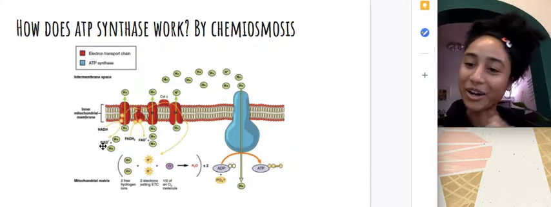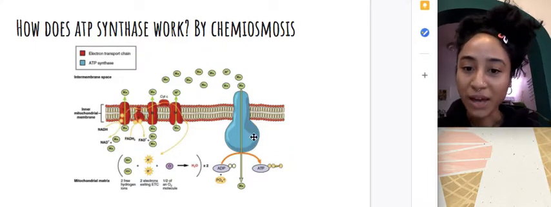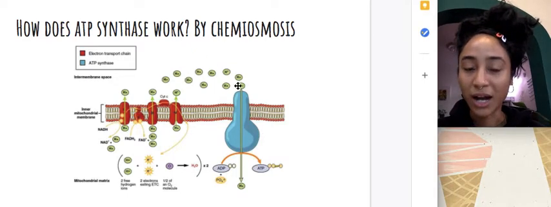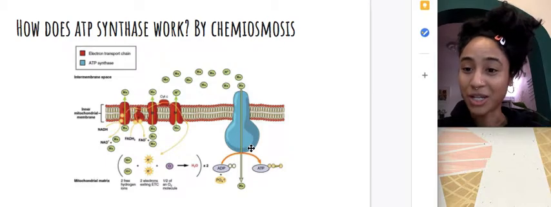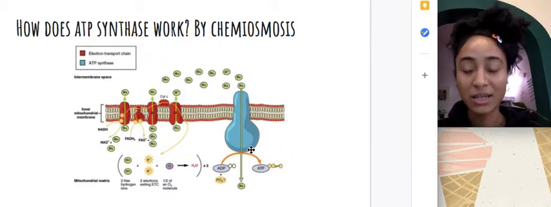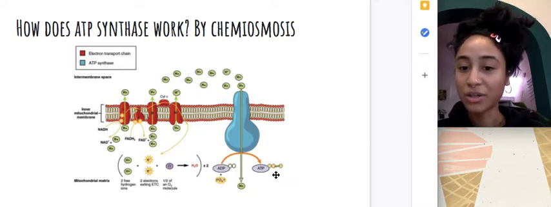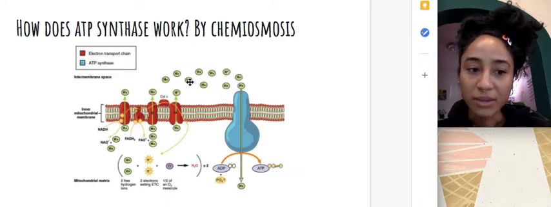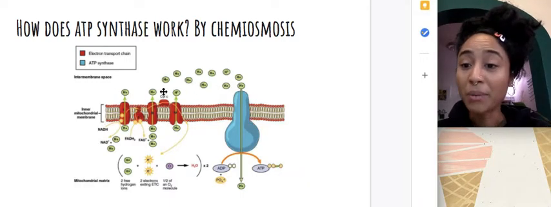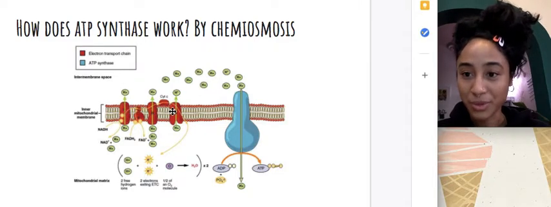So here's another diagram depicting the same thing, just with more detail. Here we have our ATP synthase. We see our hydrogen ions are flowing down the gradient, and as they flow down the gradient, it provides ATP synthase with the energy it needs to push adenosine diphosphate and inorganic phosphate together to form ATP. Here we can see that there are protons being pumped into the inner membrane space by multiple proteins.